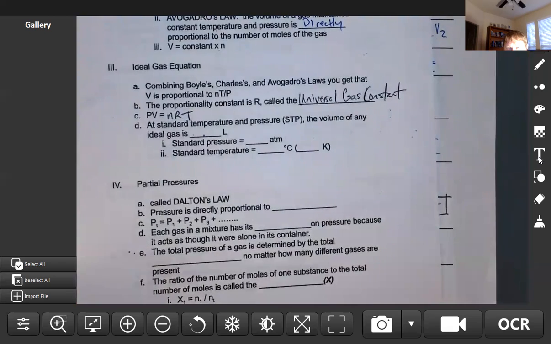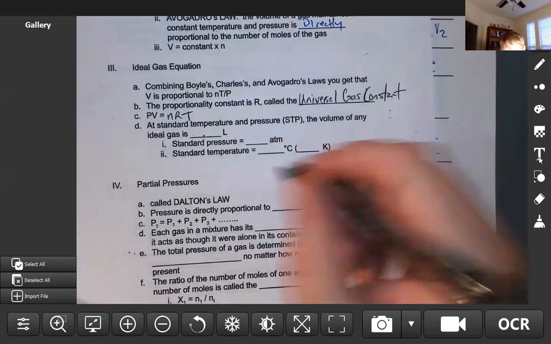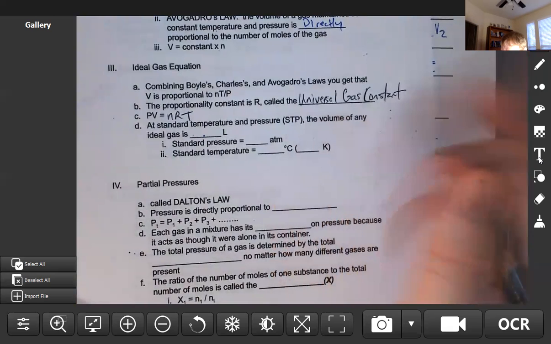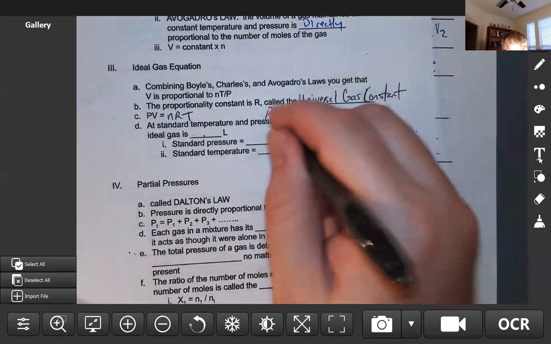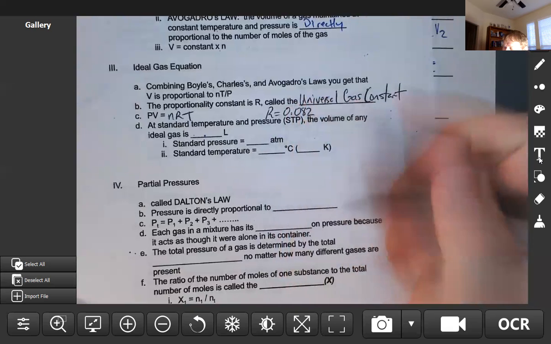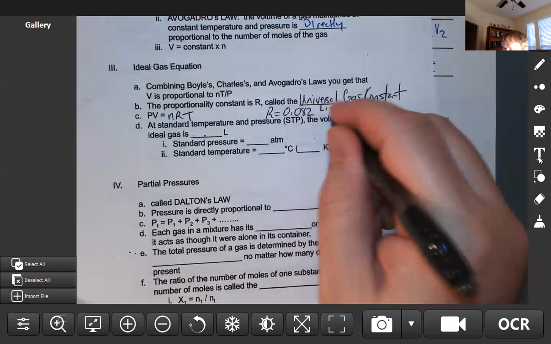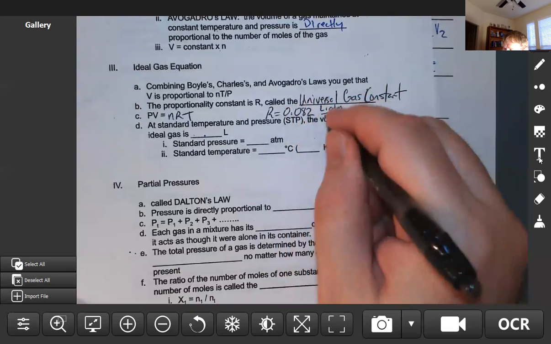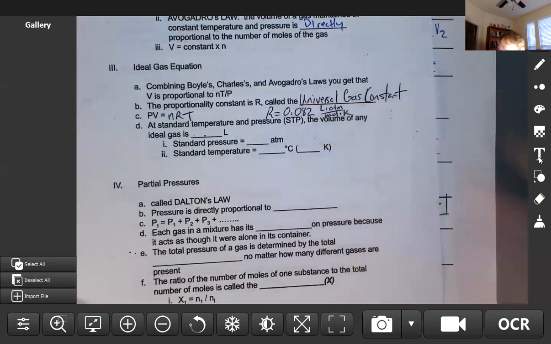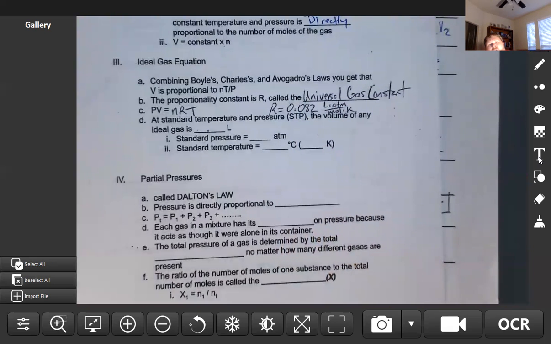Now, what are the values of this R? Well, there's a myriad, a plethora. The most common one is 0.082 if your units are in liters, atmospheres, moles, and Kelvin. If you change any one of those four, the number value of R will change. The quantity won't, but the number expression of it will.